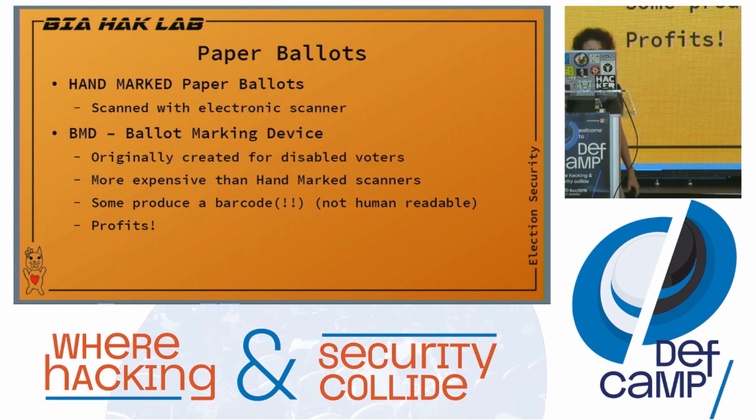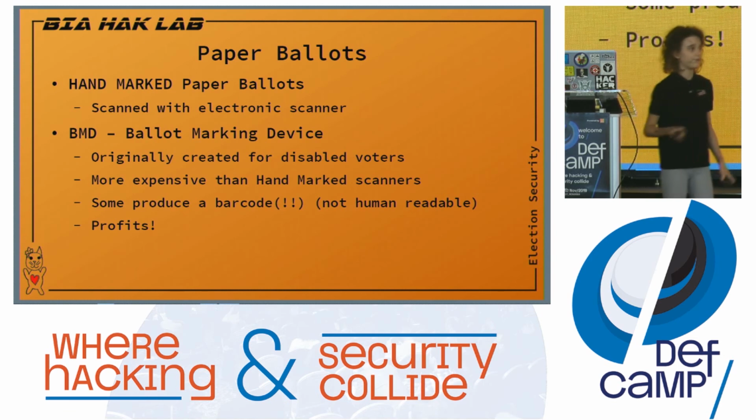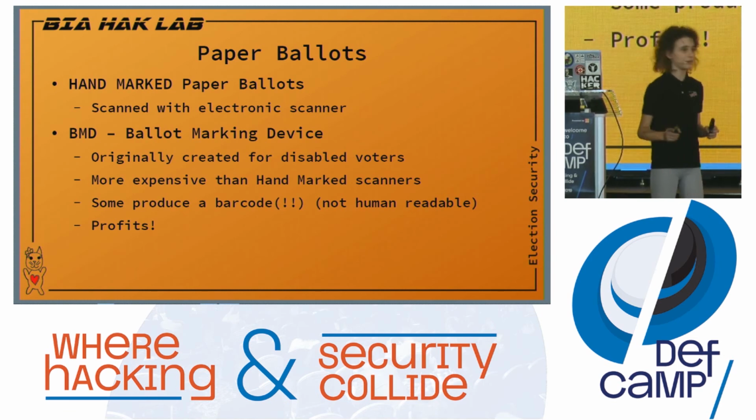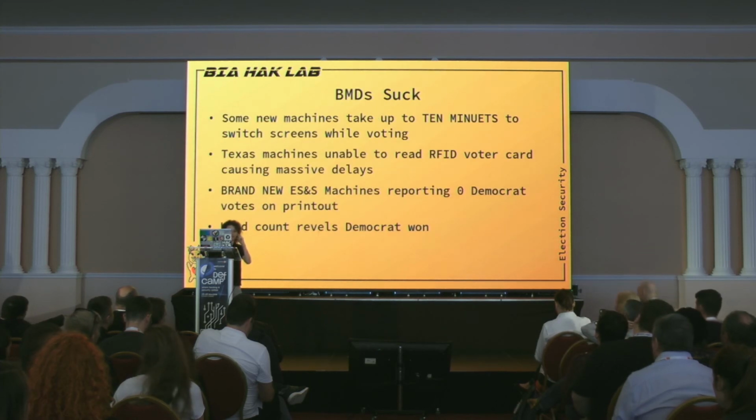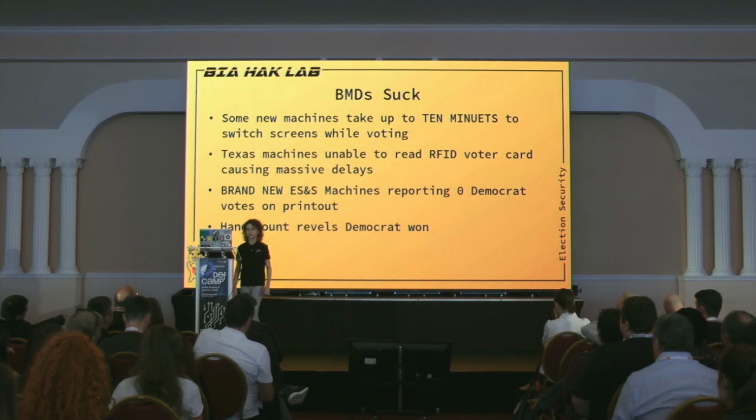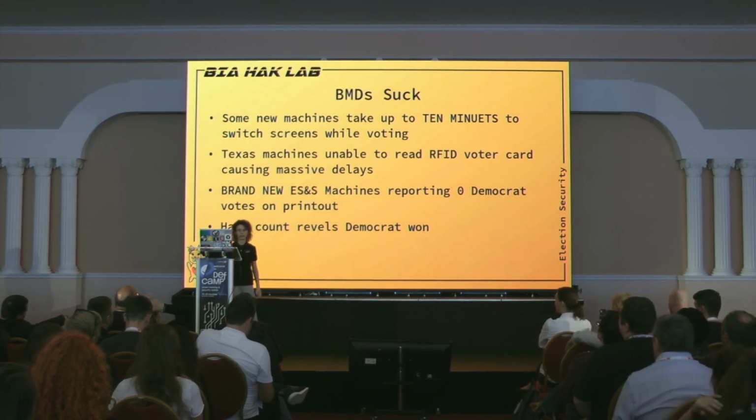Some machines print a barcode as a paper trail. How do you know what it says? Fat bar, skinny bar, fat bar, skinny bar? This just in. BMDs suck. Some new machines take up to 10 minutes to switch screens while voting. 10 minutes. If there's a long line, you just want to jump right out.